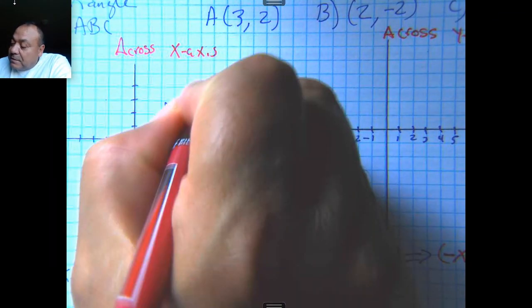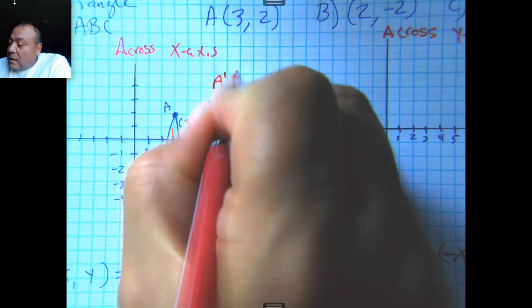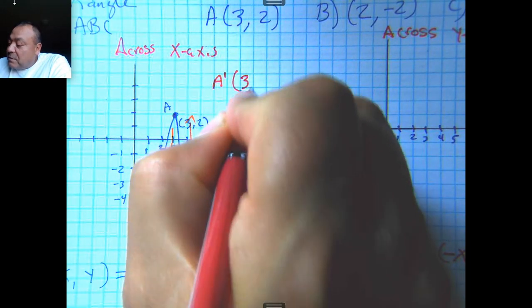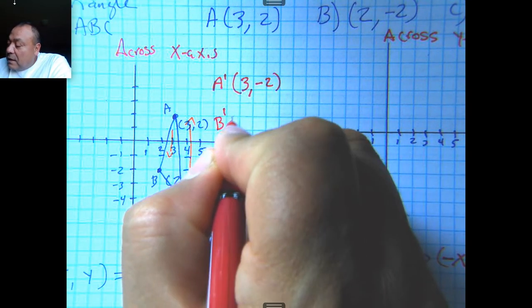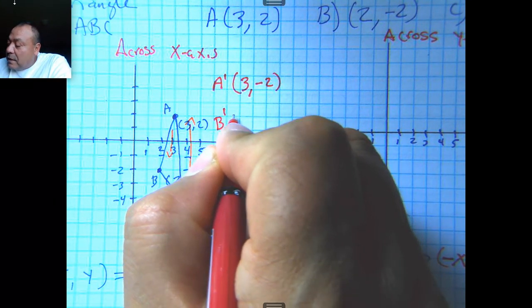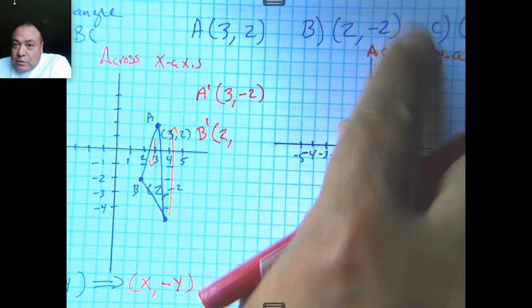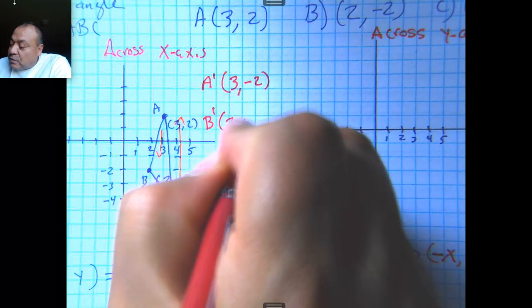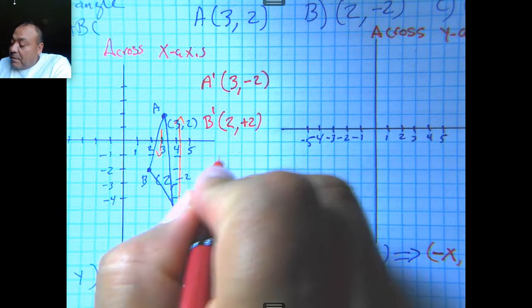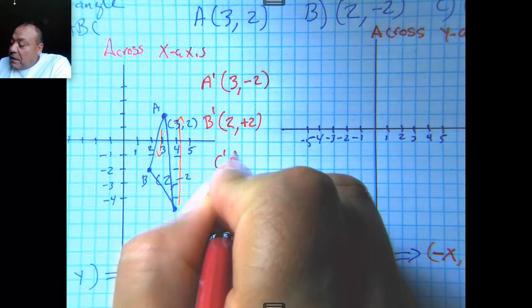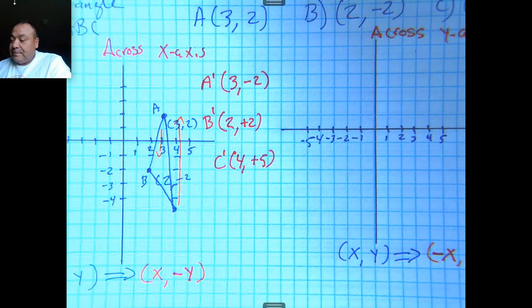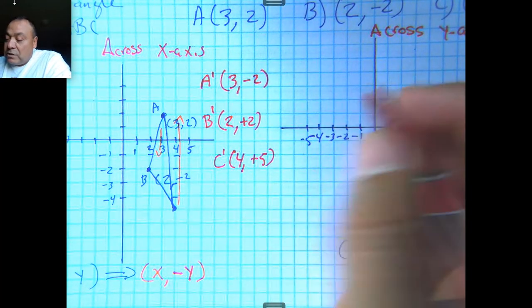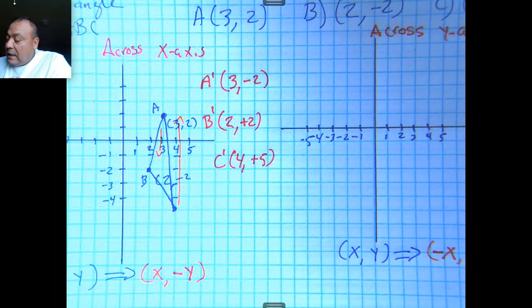So let me see. My A prime is going to be: nothing happens to the x, I leave it the way it is, but this one will become -2. For B prime, nothing happens to the x, it's going to be 2, and then this -2 will become +2. Then my C prime is going to be: nothing happens to 4, and this one becomes +5. Okay, now let's see what that looks like. I'm going to write this in orange, let's see if it's not too crowded.